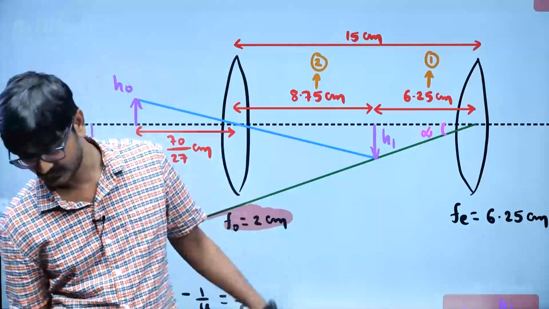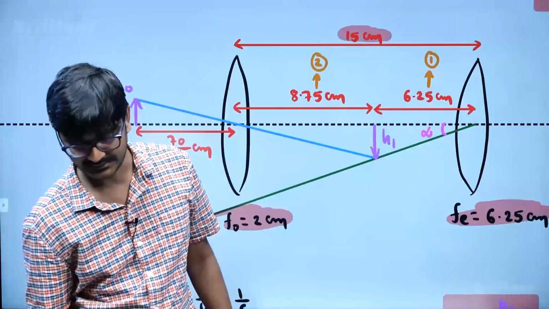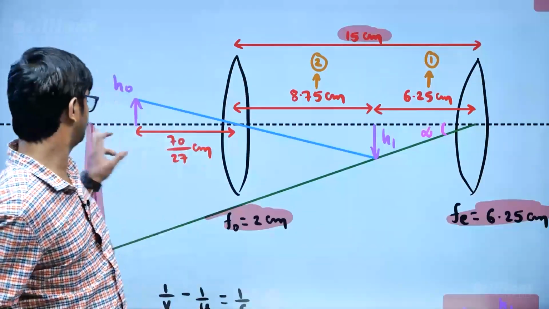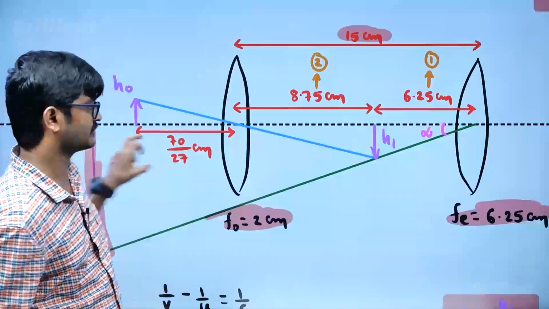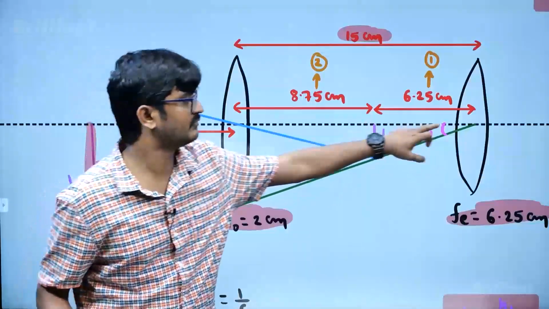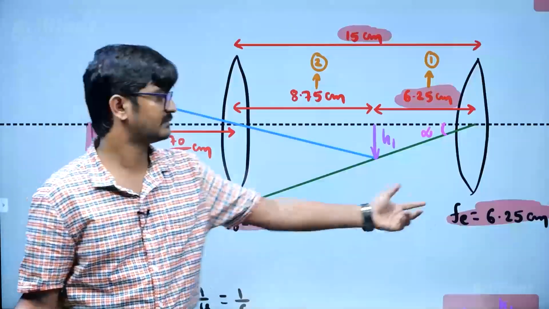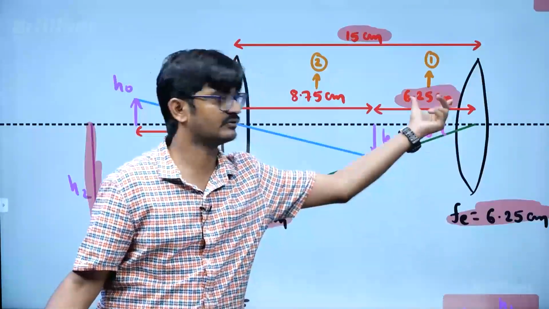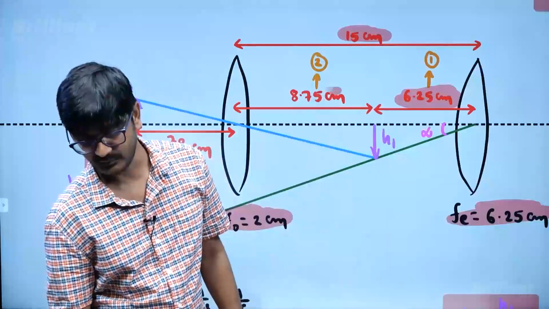The objective lens focal length, the eyepiece, and the distance between them. Now they are saying the image is forming at infinity. If this image is forming at infinity, its corresponding object is here. This must be in the focal plane. So I can get this length easily, right? It must be in the focal plane, which is at a distance of 6.25 centimeters. If this is 6.25 and this is 15, then this is going to be 8.75.